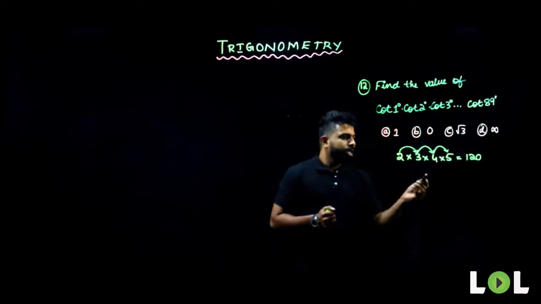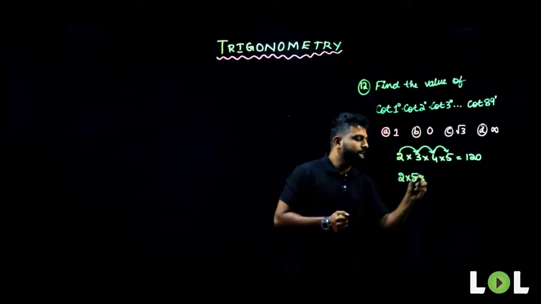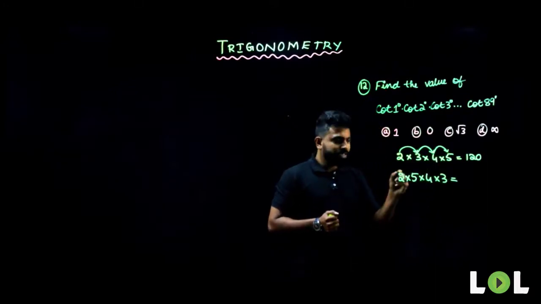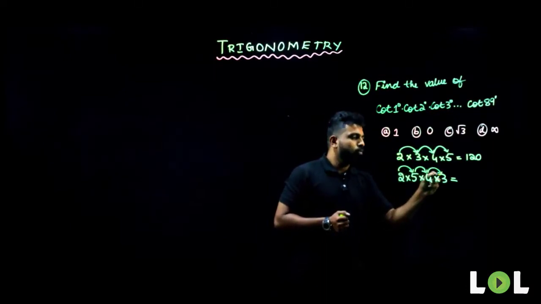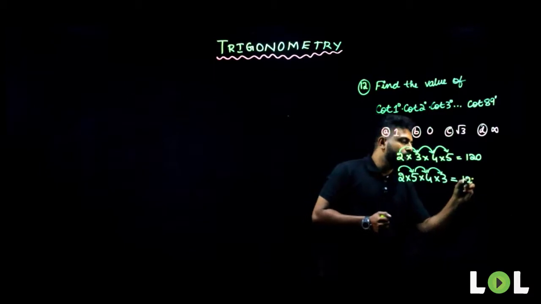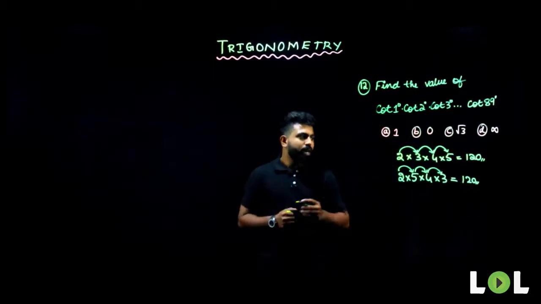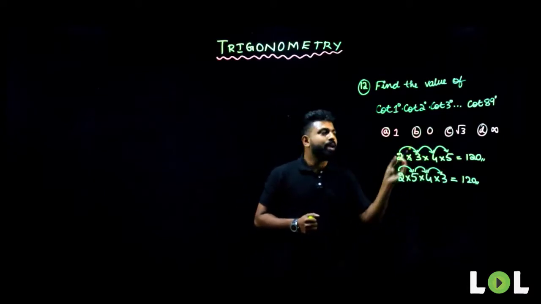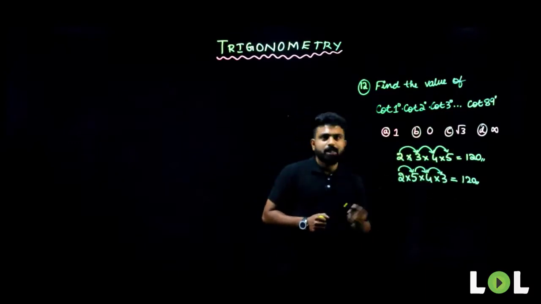Similarly, if I rewrite this as 2 into 5 into 4 into 3, what will be the value of this? 2 into 5 is 10, 10 into 4 is 40, 40 into 3 is nothing but 120 only. Look at this. The value does not change no matter how I rearrange it, whenever there is multiplication or addition between the terms. So we'll be using this concept as well.